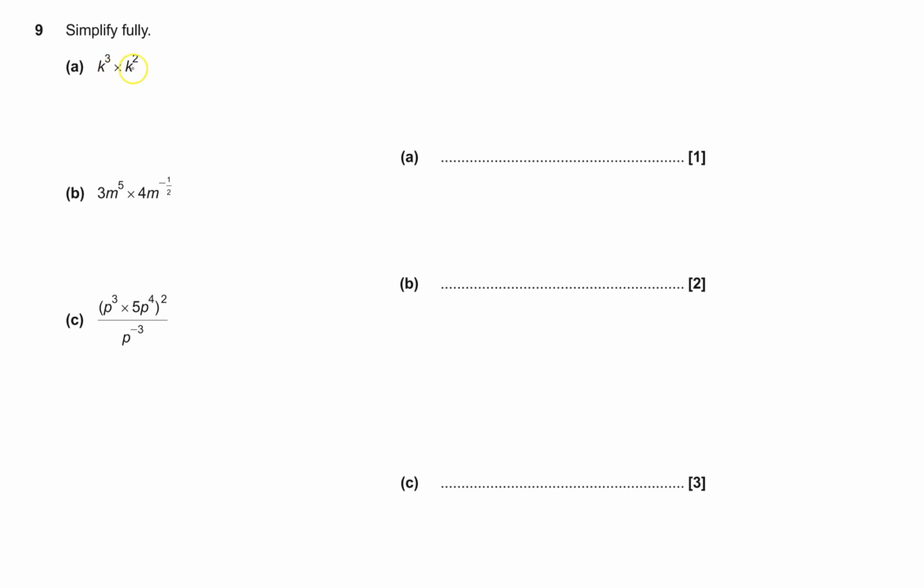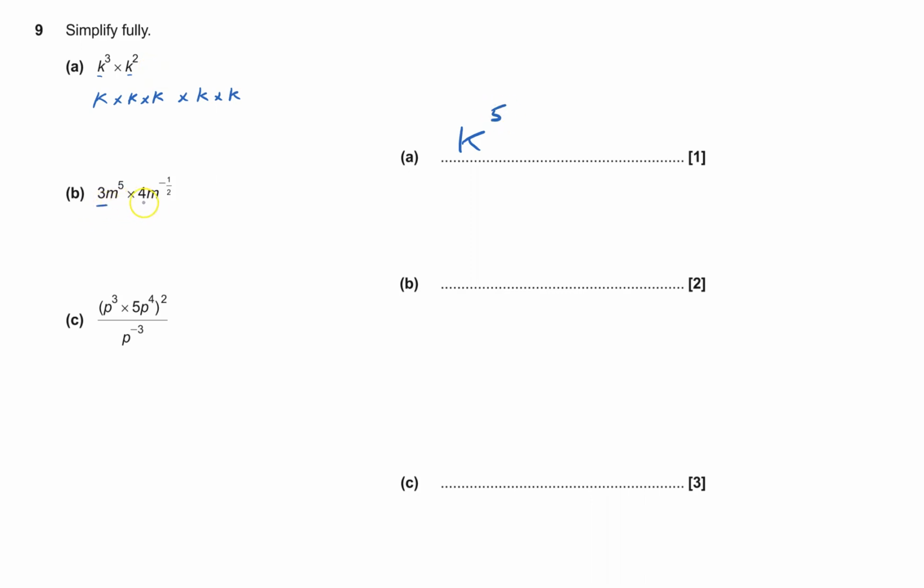The first one, I've got k cubed times k squared. So it's k times k times k, that's k cubed, times by k times k, that's k squared. So obviously I've got k to the power of 5. It's a nice question which reminds us when we've got a power times by another power and the base number is still the same, we just add the indices.